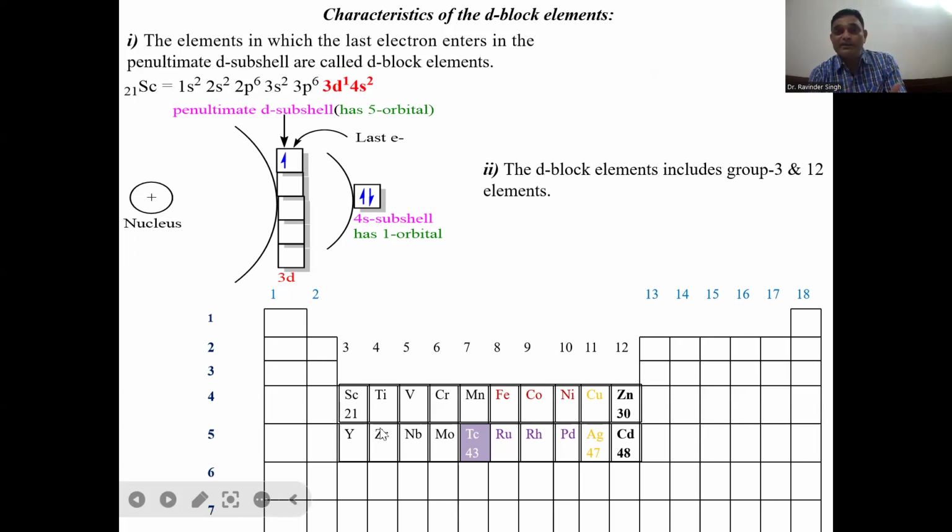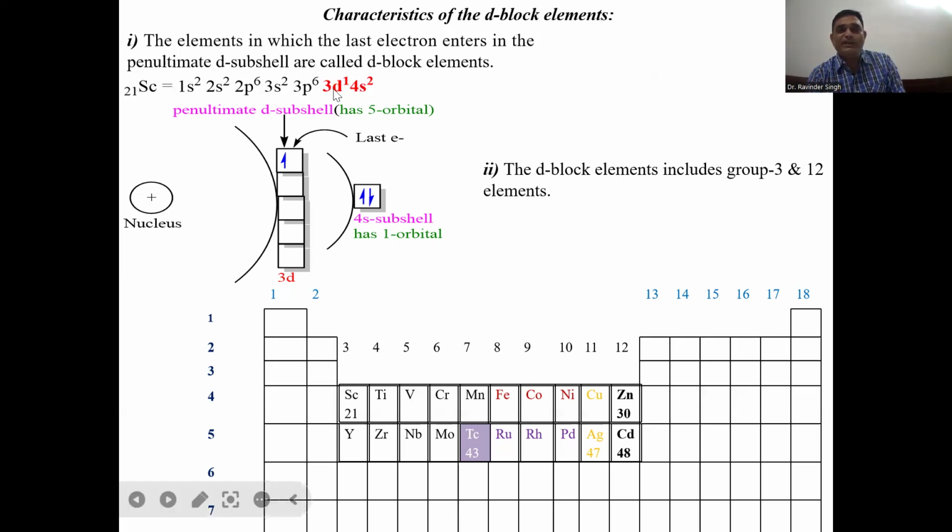How can we directly write the configuration? There is a simple trick, a simple way to learn the configuration of any element. For example, in scandium, the atomic number is 21. You just simply see the valence configuration is 3d1 4s2. Why 3d1? I am saying 1 here because the atomic number is 21, there is a 1. In titanium, what is the configuration? Atomic number 22, the last digit is 2, so just write 3d2 4s2. The other inner configuration will remain the same.